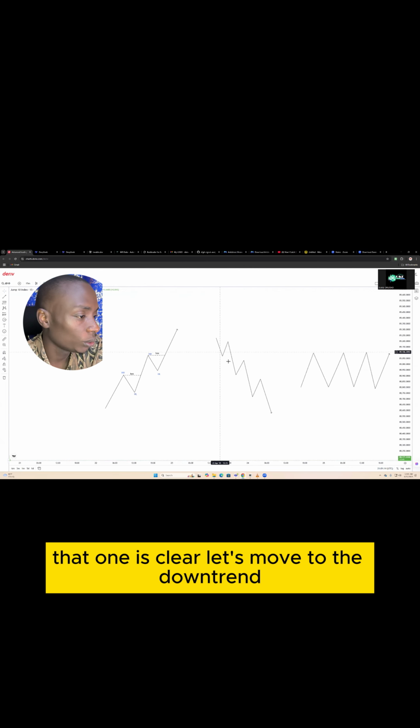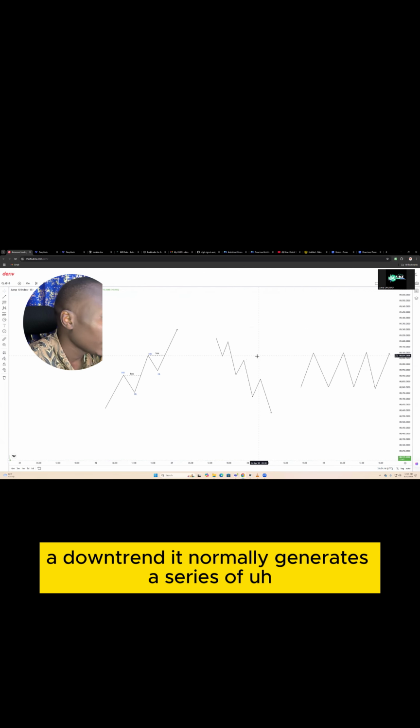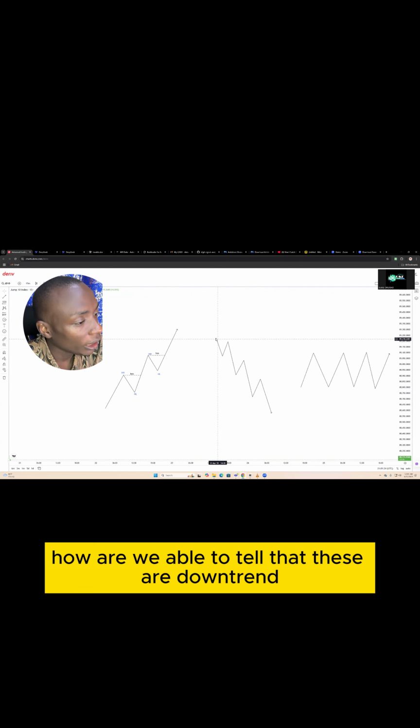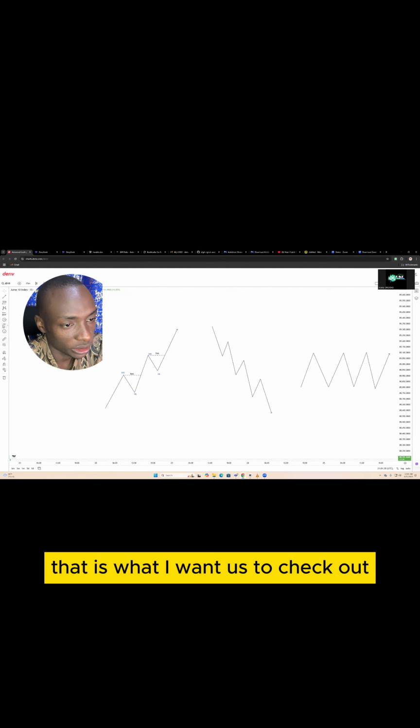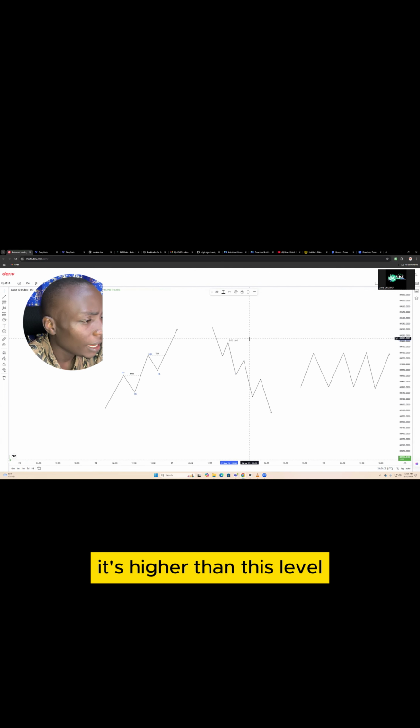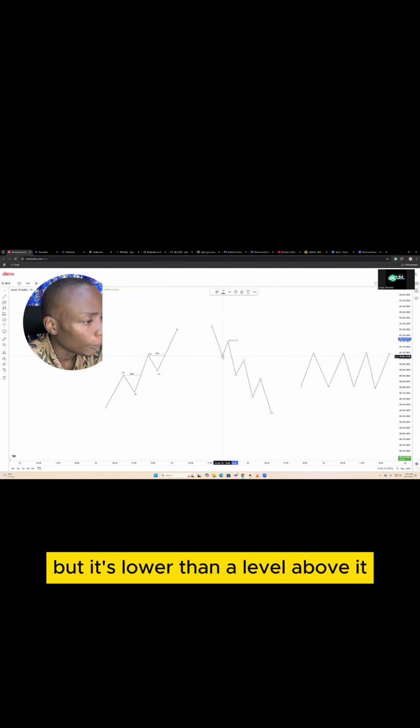Let's move to the downtrend. A downtrend normally generates a series of lower lows and lower highs. How are we able to tell that this is a downtrend? That is what I want us to check out. Now, if you check this level, it's higher than this level, but it's lower than the first one. That is why it's called a lower high.